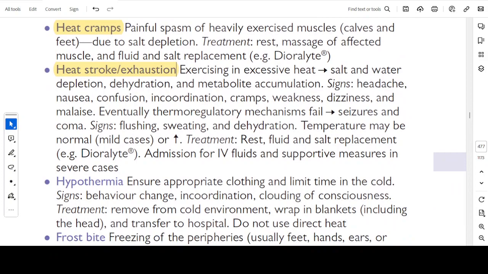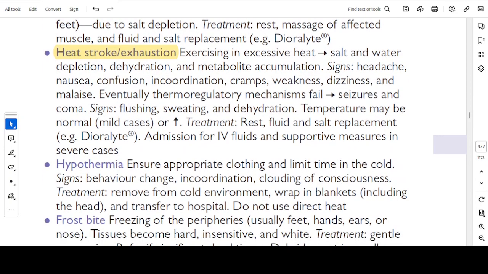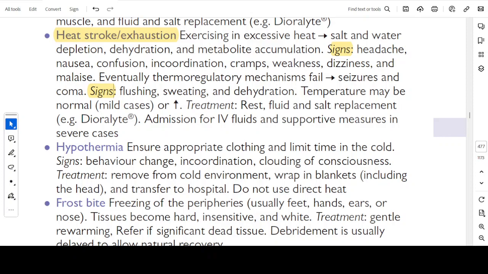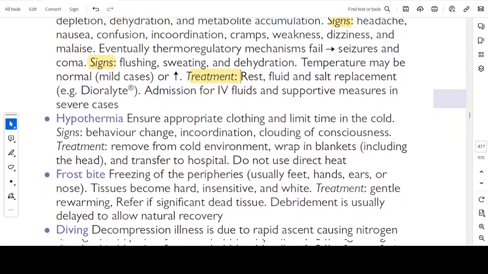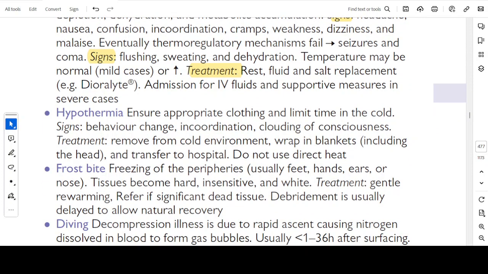Heat stroke or exhaustion: exercising in excessive heat, salt and water depletion, dehydration, metabolite accumulation. Signs are headache, nausea, confusion, incoordination, cramps, weakness, dizziness, and malaise. Eventually, thermoregulatory mechanisms fail, leading to seizures and coma. Signs: flushing, sweating, and dehydration. Temperature may be normal in mild cases or increased. Treatment: rest, fluid, salt replacement, Diurolite. Admission for IV fluids and supportive measures in severe cases.